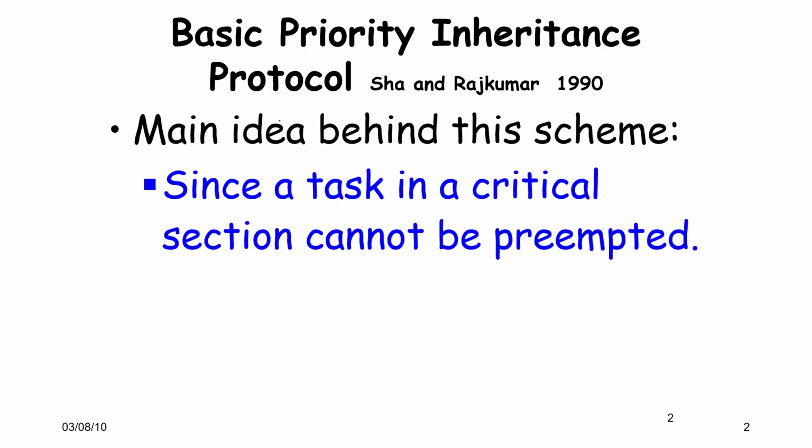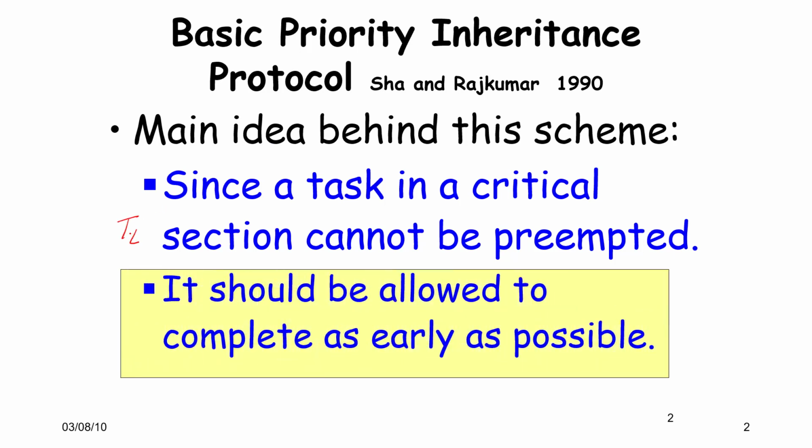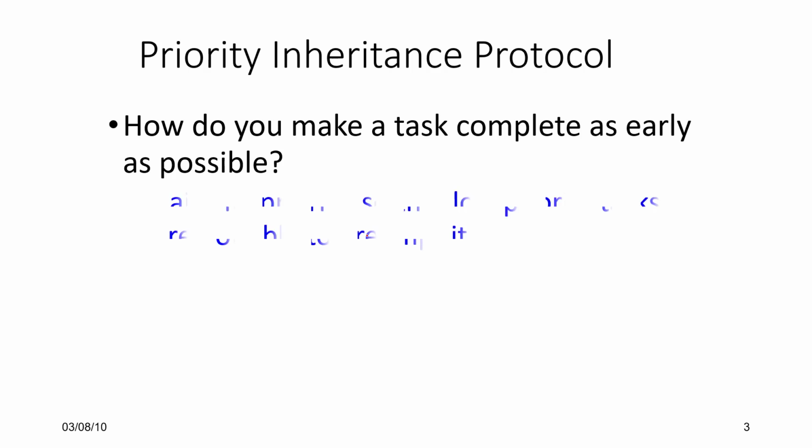So the main idea behind this scheme was that since a task in a critical section cannot be preempted, even though it's a low priority task, it should be allowed to complete as early as possible such that it relinquishes its resource, right? Because it is possible that high priority tasks may be having unbounded priority inversion. They could be having simple priority inversions. Hence, it's a good idea to ensure that if a task is holding a non-preemptible resource and nothing can be done, it should at least complete as soon as possible. How do we do that?